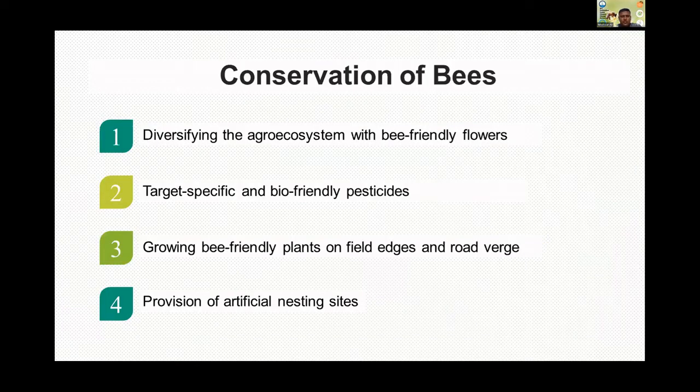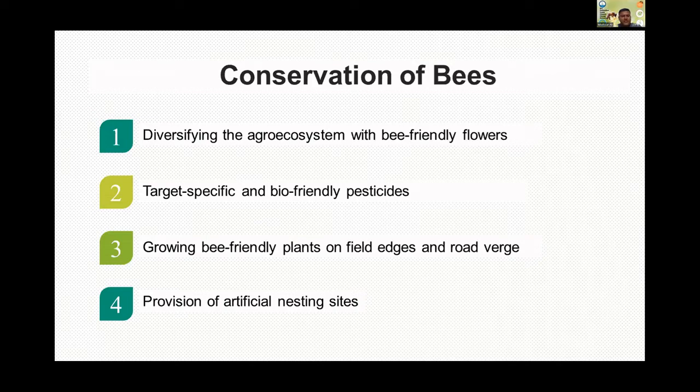So what should we do for the conservation of bees? We should diversify the ecosystem with bee-friendly flowers. We should also use more specific and bio-friendly pesticides or biopesticides in order to reduce the threats to these bees. Moreover, we should grow bee-friendly plants not only near crop plants, but also on bare lands like road edges, road verges or field verges.